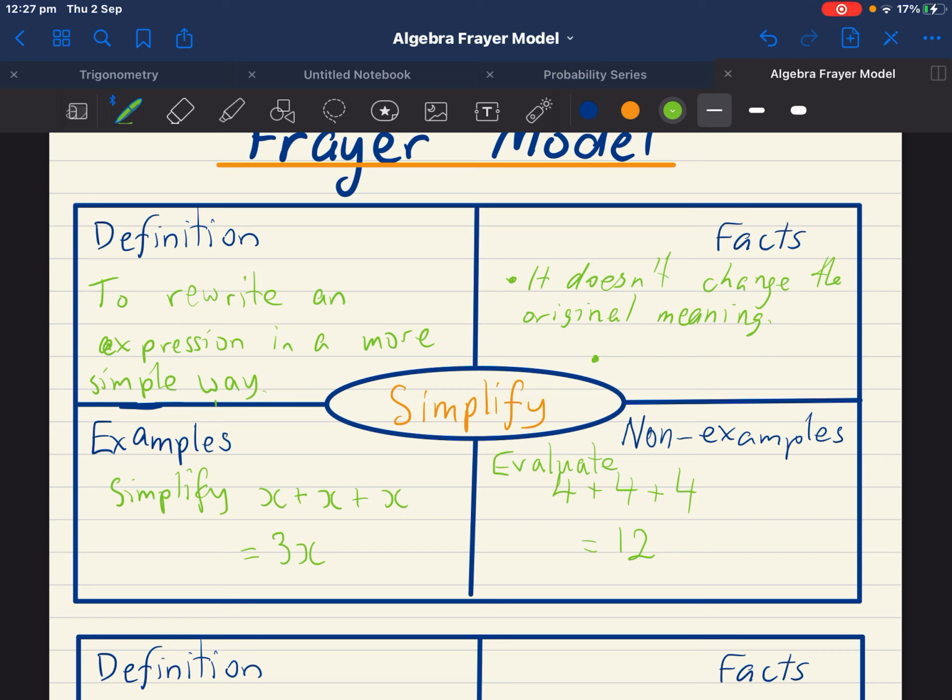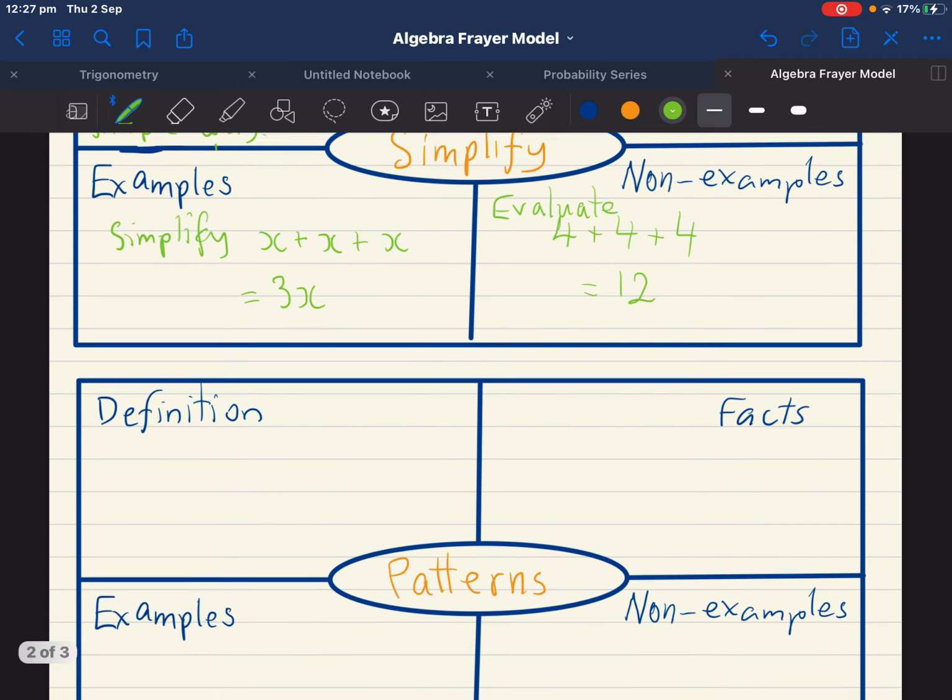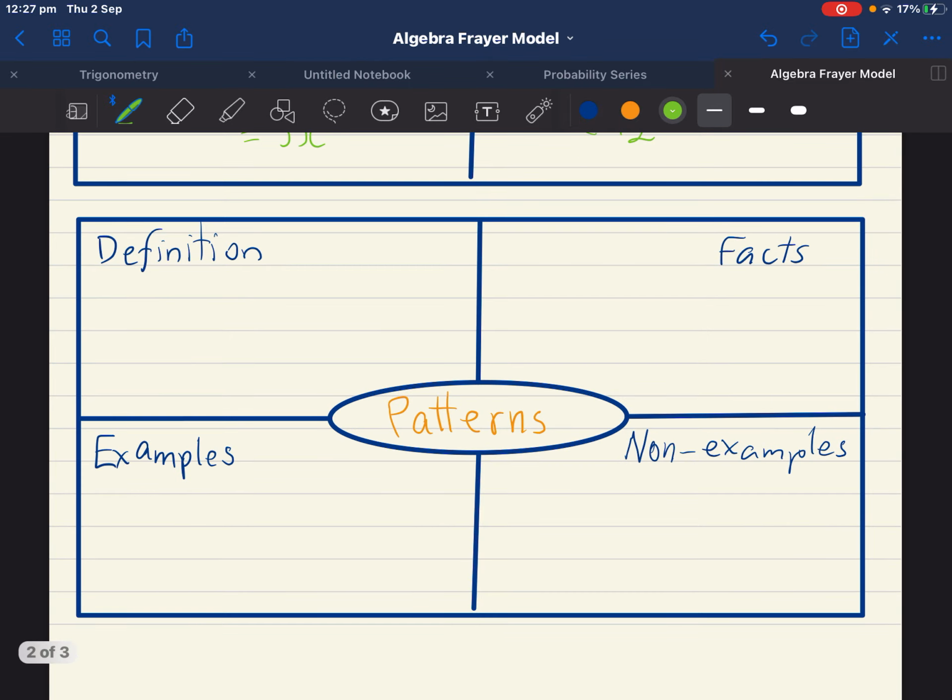All right, so this is how the Frayer model works. So you have your term in the middle, you got your 4 different sections to fill out. Now, the one that your teacher wants you guys to do is this one here. So it's the word patterns. Now, again, remember, we're talking about algebra. So what you're going to end up needing to do is fill out these 4 sections for patterns.